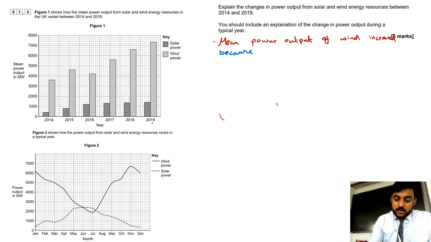Well, why will they have increased? The UK will have invested more money in renewable energy resources, so they'll put more wind turbines up. So more wind turbines, more wind power.